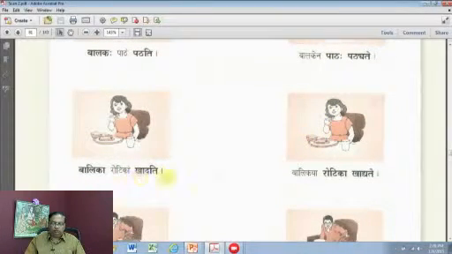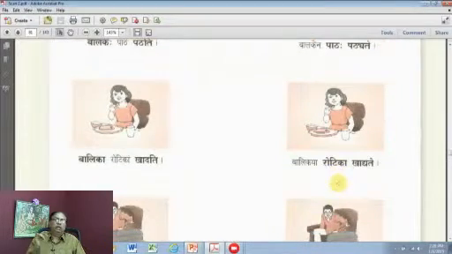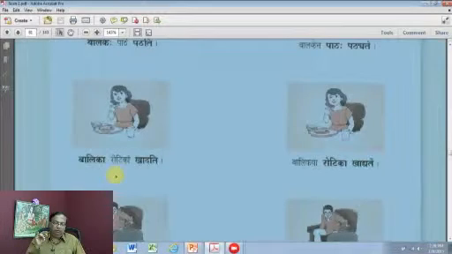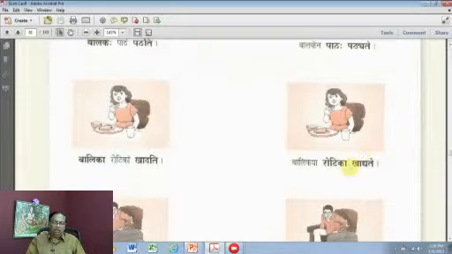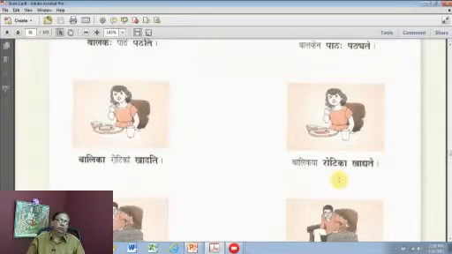Balika rotikam khadati. Balikaya rotika khadyate. Balika rotikam khadati. A girl is eating the roti. And balika goes to tritiya in strilinga. Balikaya rotikam, from dvitiya it goes to prathama. Rotika khadyate. Khad dhatu is there. Khadanti.